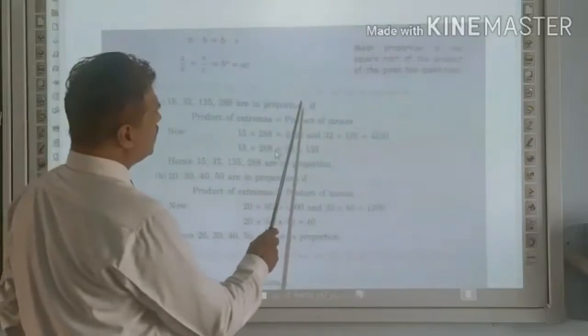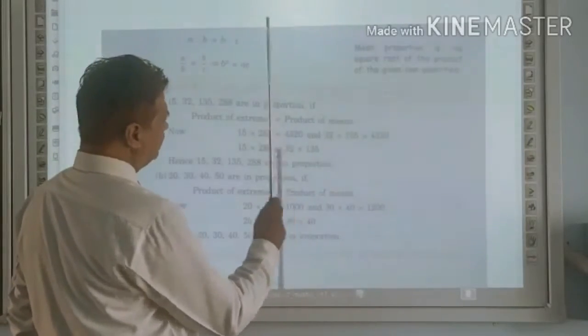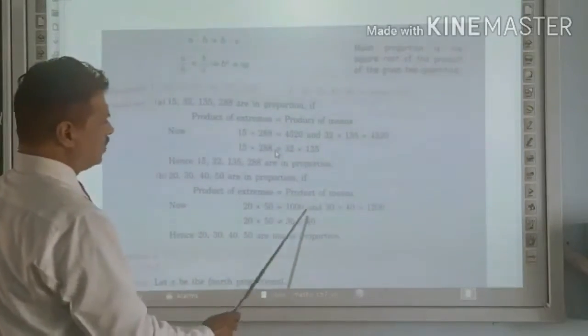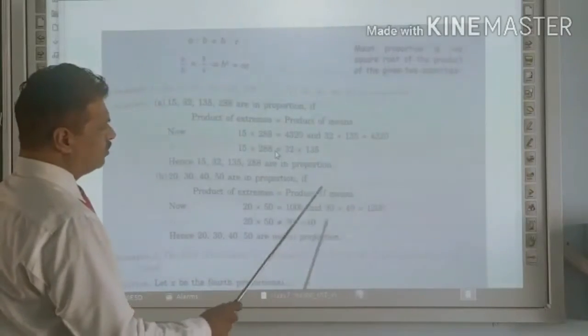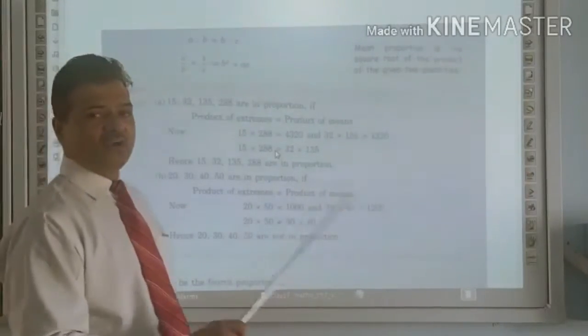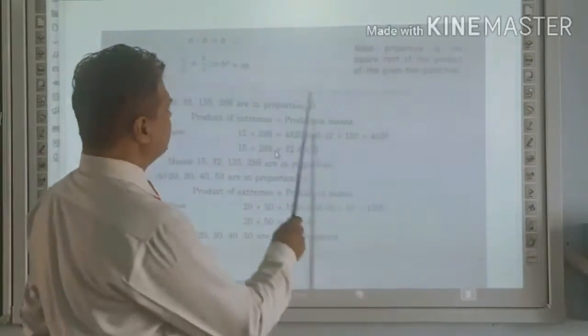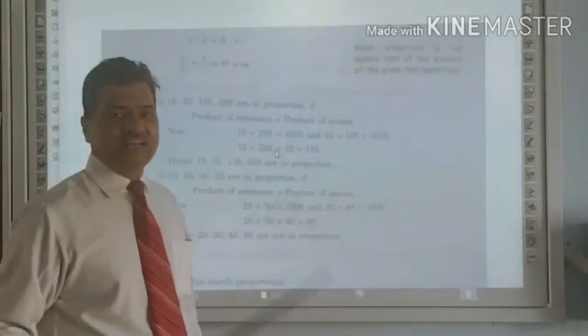Now second, 20 multiplied by 50 is equal to 1000. 30 multiplied by 40 is equal to 1200. These are not equal, so these quantities are not in proportion.